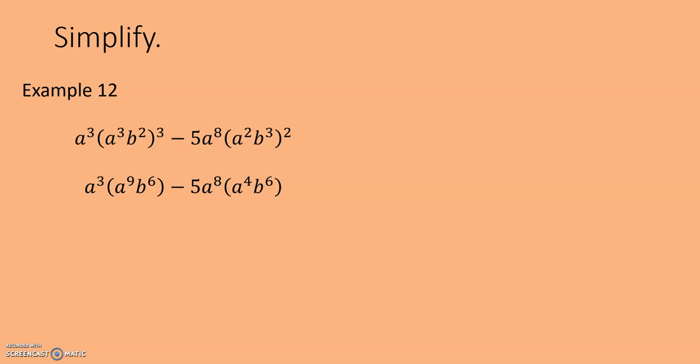So it's a to the 3rd times a to the 9th, b to the 6th, minus 5a to the 8th times a to the 4th, b to the 6th. It's a to the 12th, b to the 6th, minus 5a to the 12th, b to the 6th, which is negative 4a to the 12th, b to the 6th. That's section 7.2, multiplying monomials.